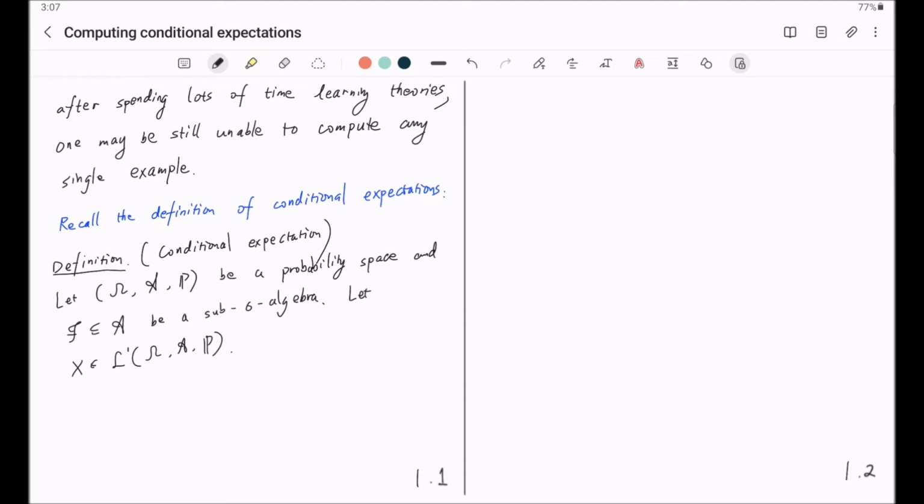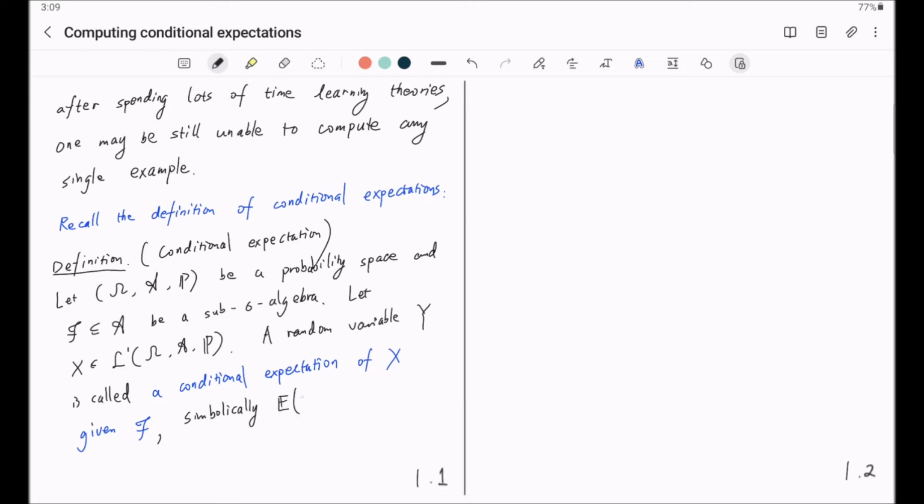A random variable Y is called a conditional expectation of X, given F, symbolically E of X given F, which refers to Y, if the following two conditions hold. First, Y is F measurable.